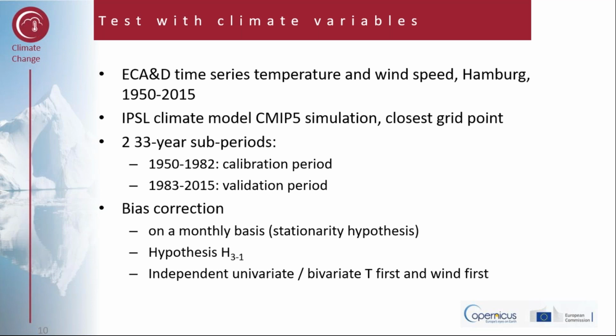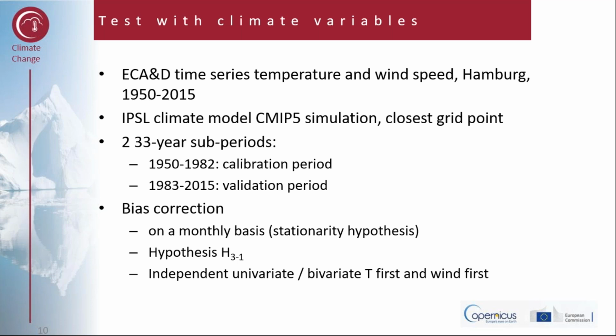And considering this long time period allowed us to divide the period between two sub-periods, one for calibration and one for validation. And these sub-periods were large enough, 33 years, so that the estimation of the distribution can be quite robust, but not too long, so that we can, in a first approximation, neglect climate change over the period, so that we can consider that the distribution is stationary.